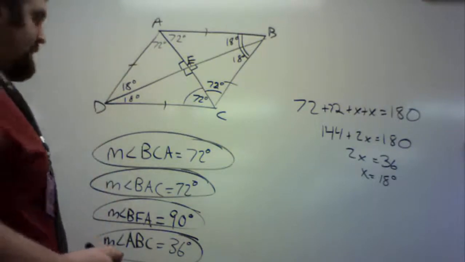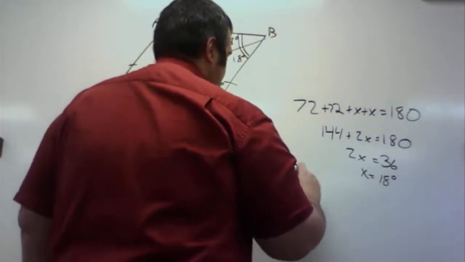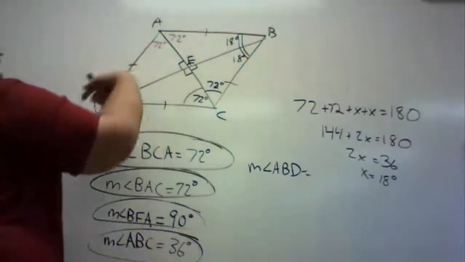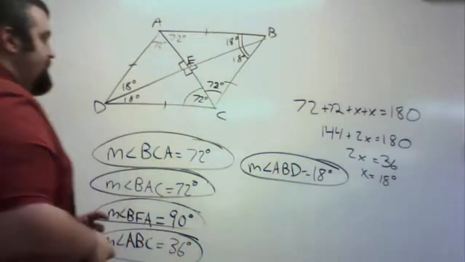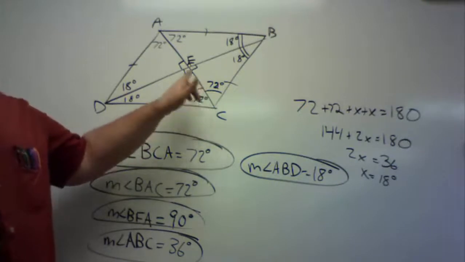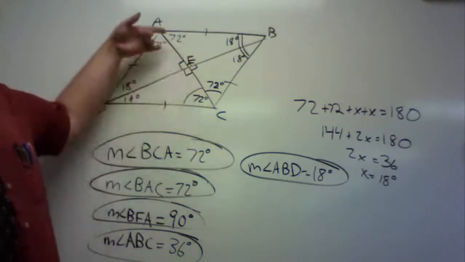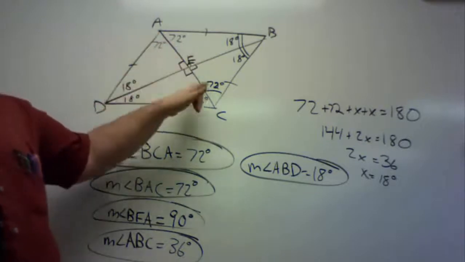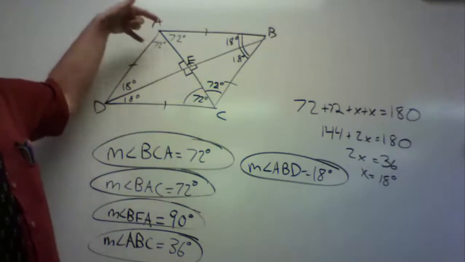And last but not least, the measure of angle ABD. Measure of angle ABD, that's 18. So the basic idea I used here was, first of all, that this angle is bisected by the diagonal. I also use the idea that these angles are congruent because opposite angles are congruent, and also this is also bisected up here.